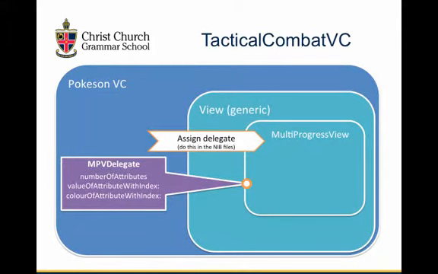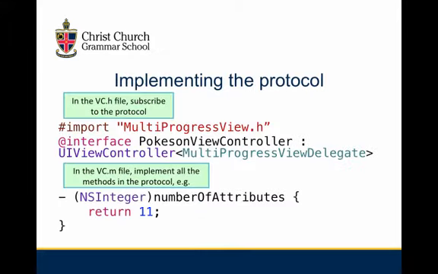Question? Yeah, and so the number of attributes, would that be sort of its health and all that stuff? Yes. So this particular creature will have health, life, that's 2, and 9 more. But just for testing, 11's a good number to test with.